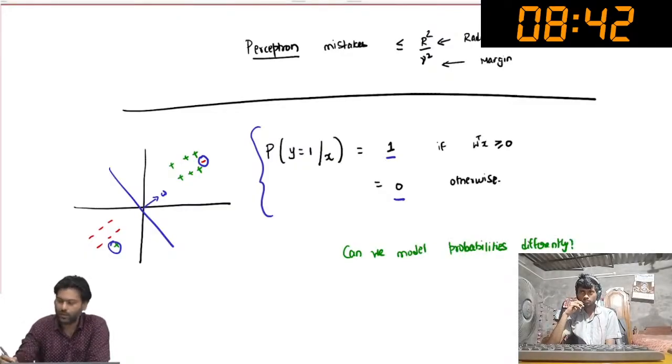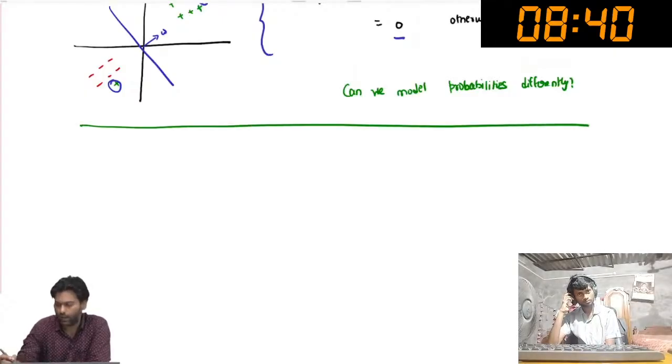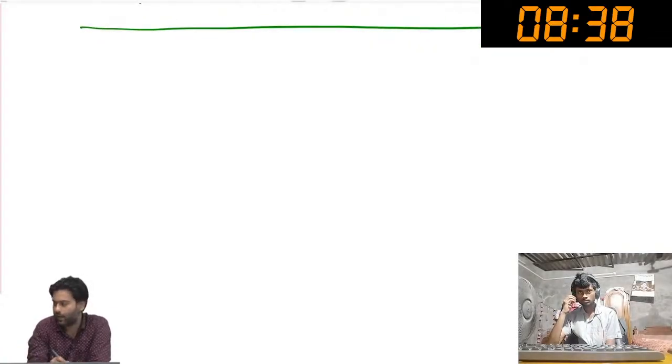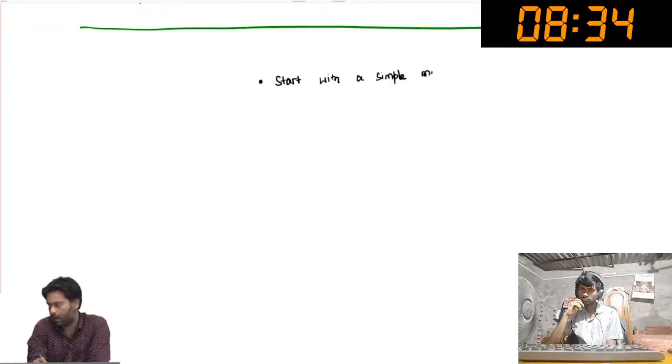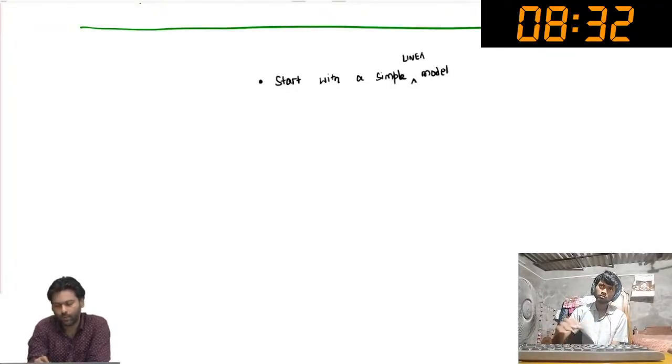What do I mean by differently? Well, let's see what differently means. There are several ways you can model it, and here is one natural way that you might want to do this, right? So we can start with a simple model. Well, what is a simple model? A simple linear model. Simple models are typically linear.